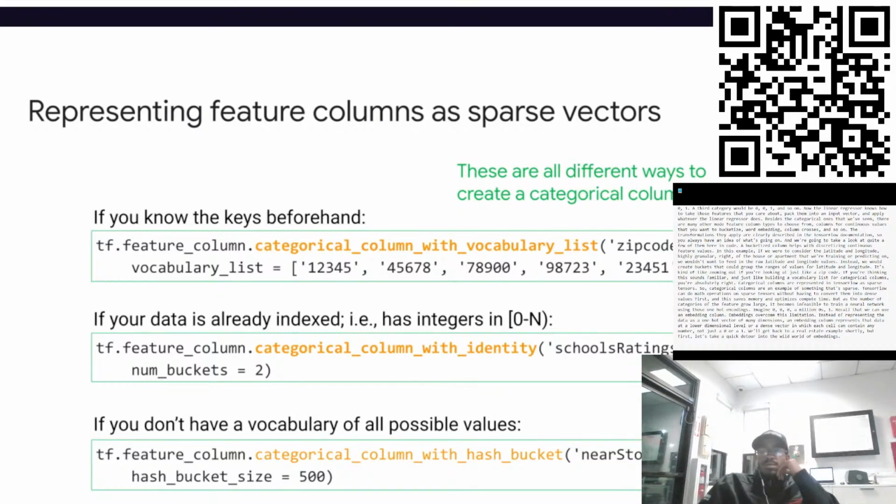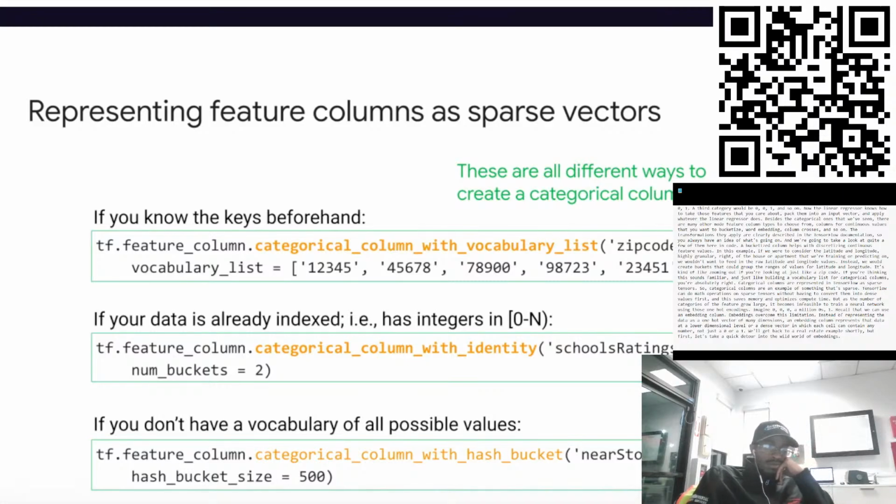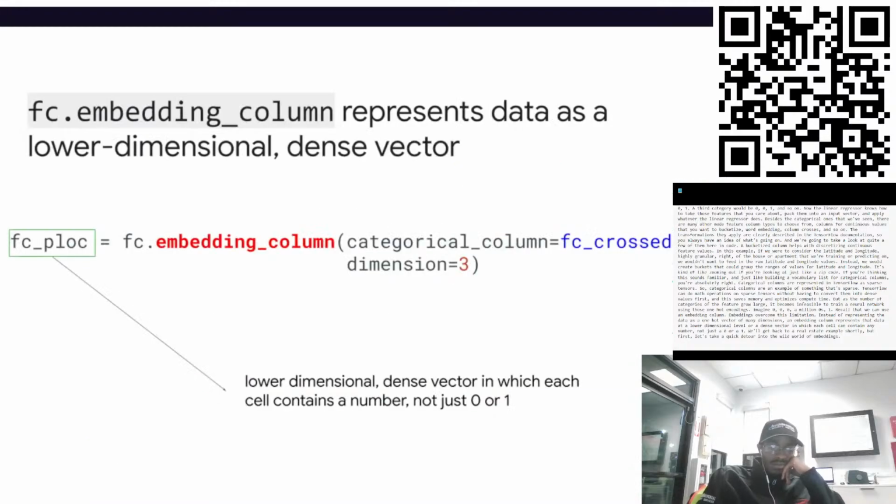Categorical columns are represented in TensorFlow as sparse tensors. So categorical columns are an example of something that's sparse. TensorFlow can do math operations on sparse tensors without having to convert them into dense values first. And this saves memory and optimizes compute time. But as the number of categories of the feature grows large, it becomes infeasible to train a neural network using those one-hot encodings. Imagine 0, 0, 0, 0, a million zeros, 1.